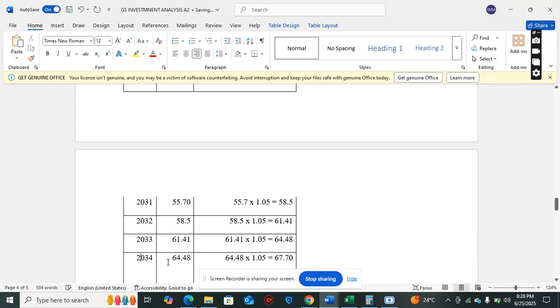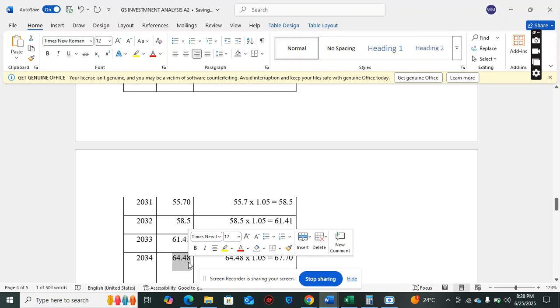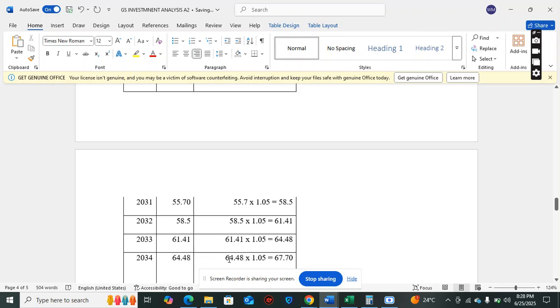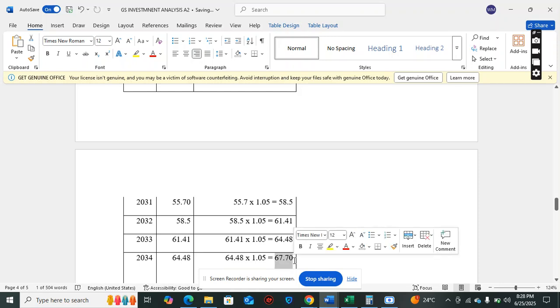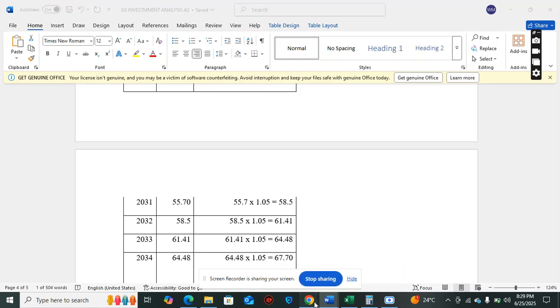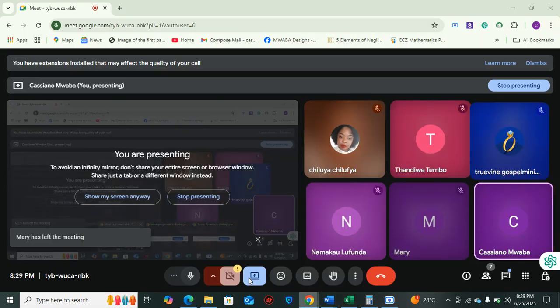In 2034, again, this dividend of 64.48 is growing by 5%. So 64.48 times 1.05 gives 66.70. So these are the dividends we expect in these years, or we expect Kenworth to pay in the future.